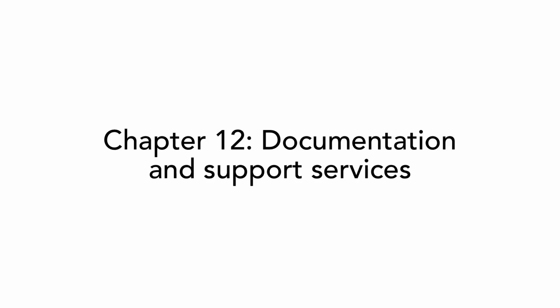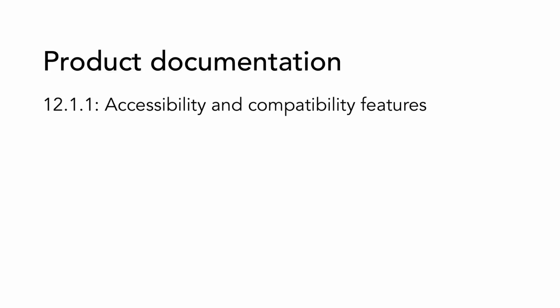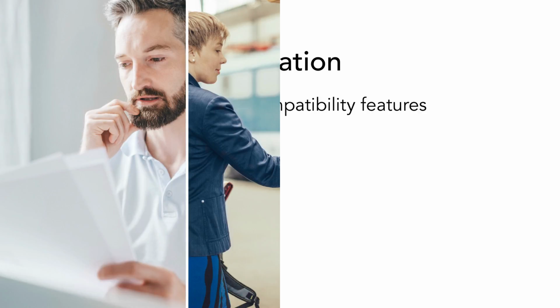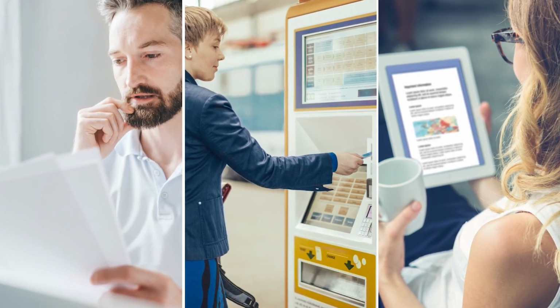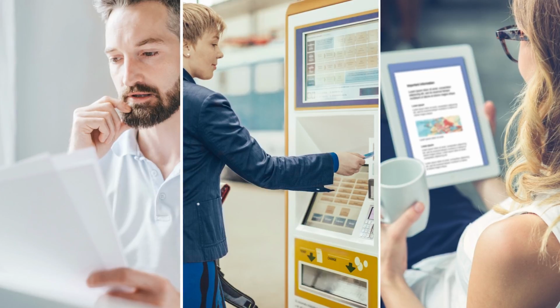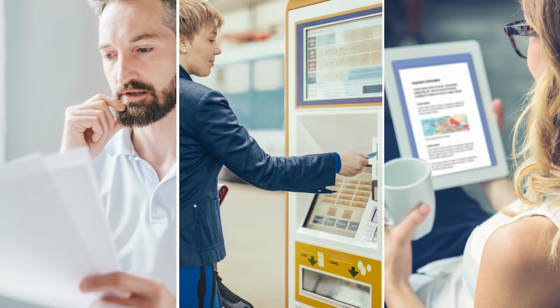Let's start with Chapter 12, Documentation and Support Services. The first subsection has to do with product documentation. The second subsection covers support services. The first requirement under product documentation is 12.1.1, Accessibility and Compatibility Features. You must list and explain how the accessibility features of the ICT are to be used. It doesn't matter if the accessibility feature is built into the ICT or if users have the possibility to use personal assistive technology. Still, it must be documented, either separately or as an integrated part of the ICT.